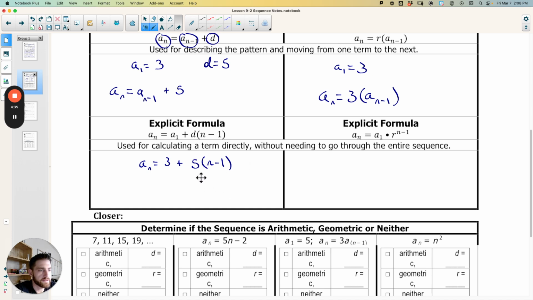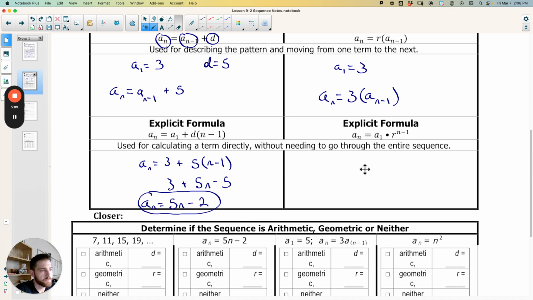5 times n is 5n. 5 times negative 1 is negative 5. Bring down your 3. 3 minus 5, combining like terms, is negative 2. So a sub n is equal to 5n minus 2. This is your explicit formula, meaning I can plug in any value of n and get an output, and that'll be whatever that term number is. So if I wanted the 7th term, I could plug in a 7. If I wanted the 90th term, I could plug in a 90 for n and get an output.